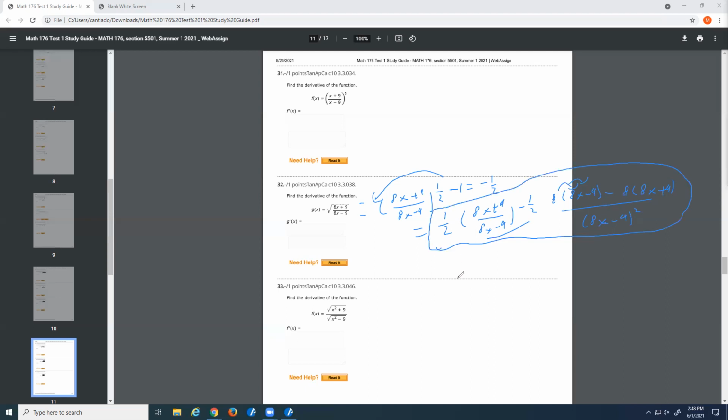And you may be able to simplify some stuff, some may cancel out, but it may be just for nothing. So I think WebAssign, like I was saying before, shouldn't be too picky about simplifications here. So yeah, that should be your answer for this one.